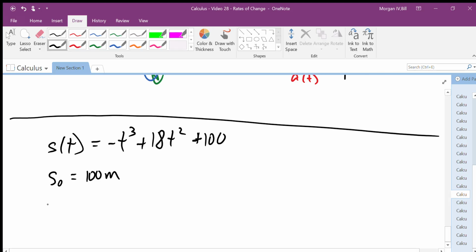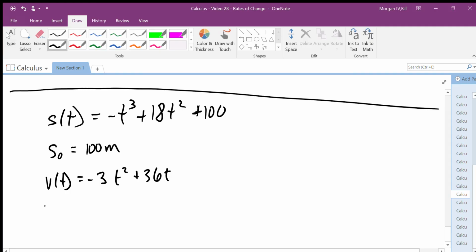Okay, what's the velocity function, v of t? That's the derivative of the position. That's negative 3t squared plus 36t. All right, what is the initial velocity, v naught? Well, there's no constant here. So whenever we plug in 0 for t, we get an initial velocity of 0 meters per second.